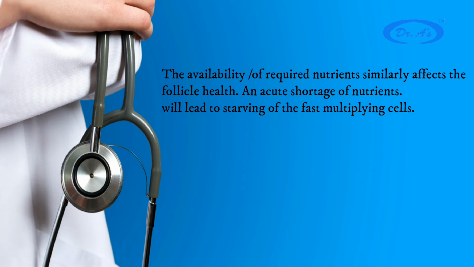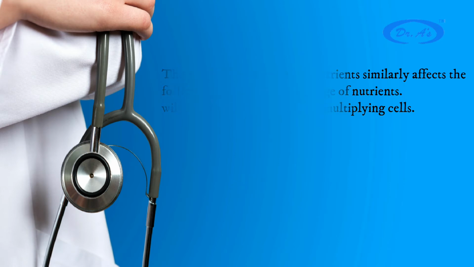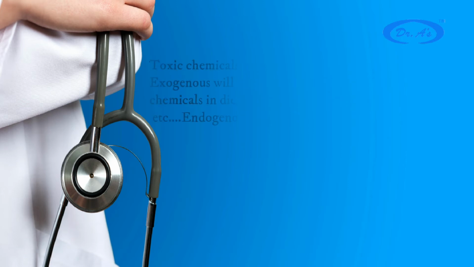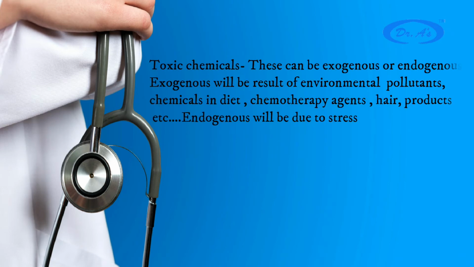An acute shortage of nutrients, for example, will lead to starving of the fast multiplying cells. This can be seen in hair as transition from anagen to telogen and eventually follicular miniaturization. There can be toxic chemicals. These can be exogenous or endogenous.